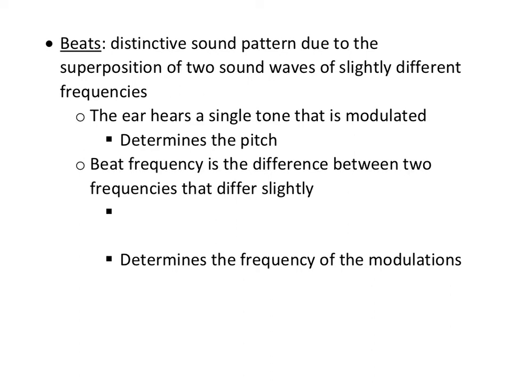Beat frequency is extremely easy to find. It's just the difference between two frequencies that differ slightly. So beat frequency is going to be the absolute value of F2 minus F1. And it doesn't matter which one you're subtracting from which because it's the absolute value. So you have two frequencies that are slightly different. You subtract them, that will give you your beat frequency. And then this is going to determine the frequency of modulations.